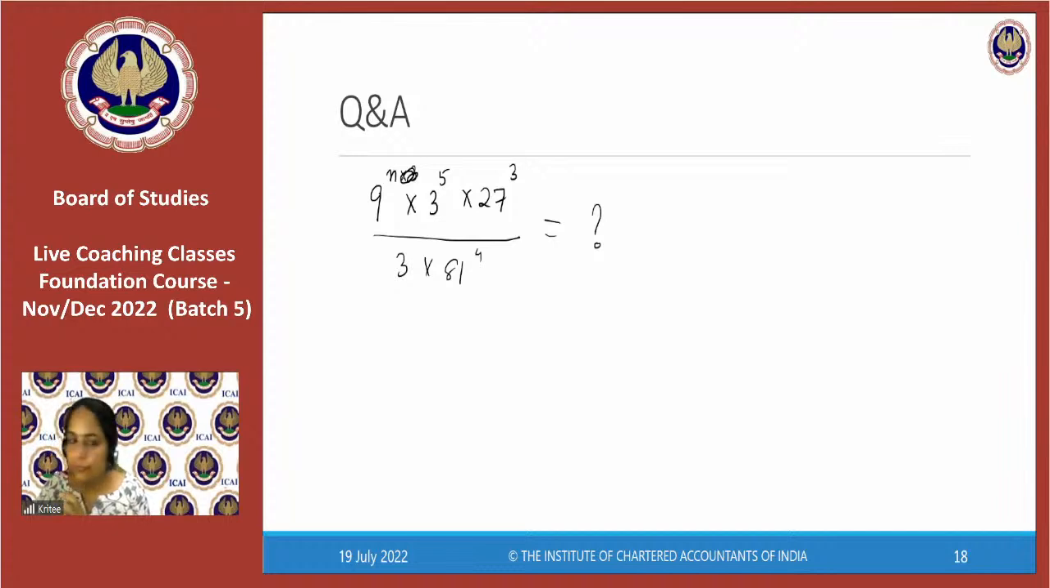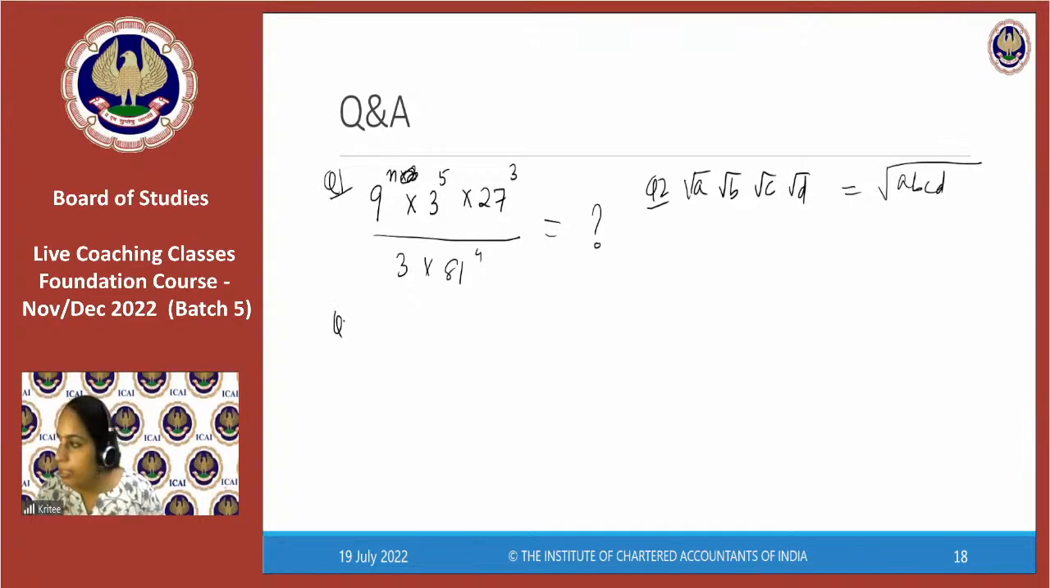And the second question that he's asking is the value of root A, root B, root C, root D is the value root ABCD. That's the only thing, the property. Then question number three. What he is asking is 32 by 243 whole raised to power minus 1 by 5.